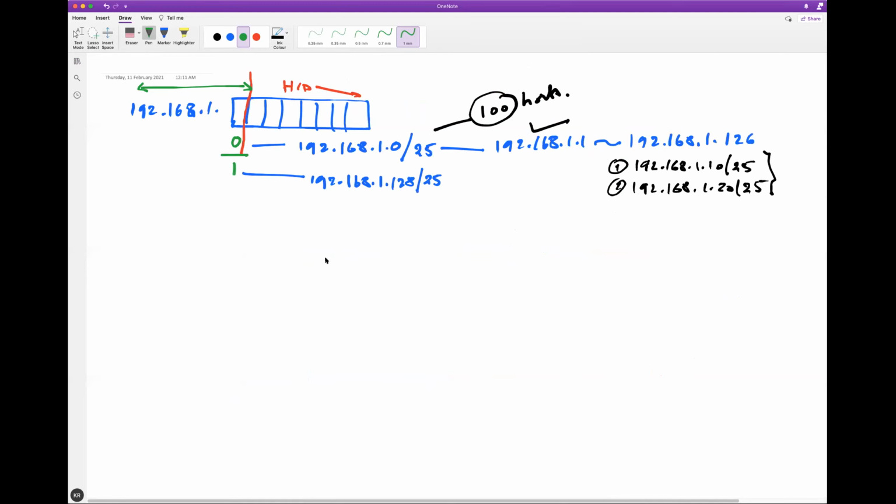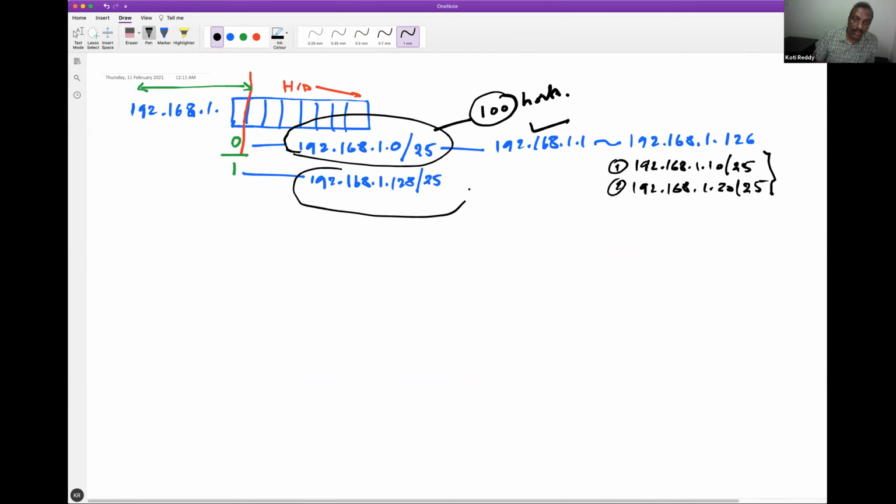2 to the power 6. You borrow another, borrow 2, one more. Now, these two network IDs are mutually exclusive to each other. This network ID here and this network ID will never overlap with each other. We are seeing the FLSM design, they are not at all overlapping, right?